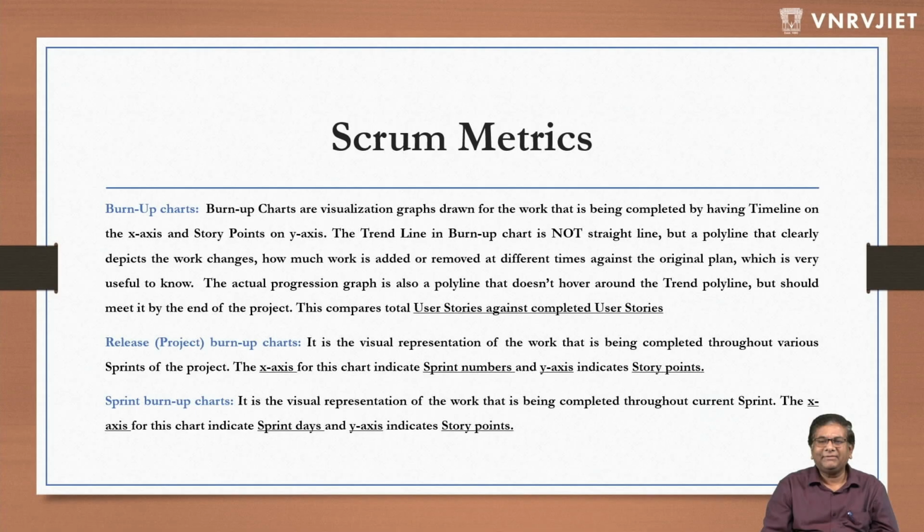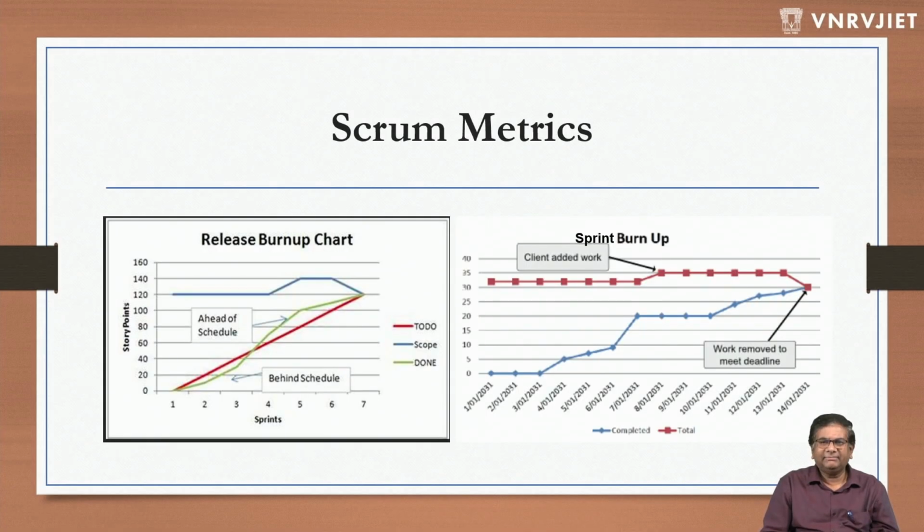The actual progress graph is also a polyline that doesn't hover around the trend polyline, but should meet it by the end of the project. This compares total user stories against the completed user stories. I'll show you those things. Again, just like burn down charts, burn up charts are of two types: release burn up and sprint burn up. Let's see them in picture.